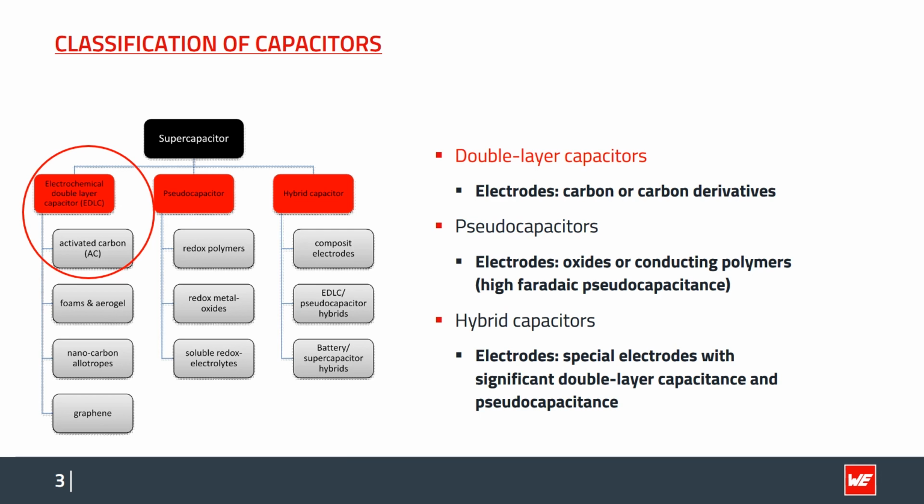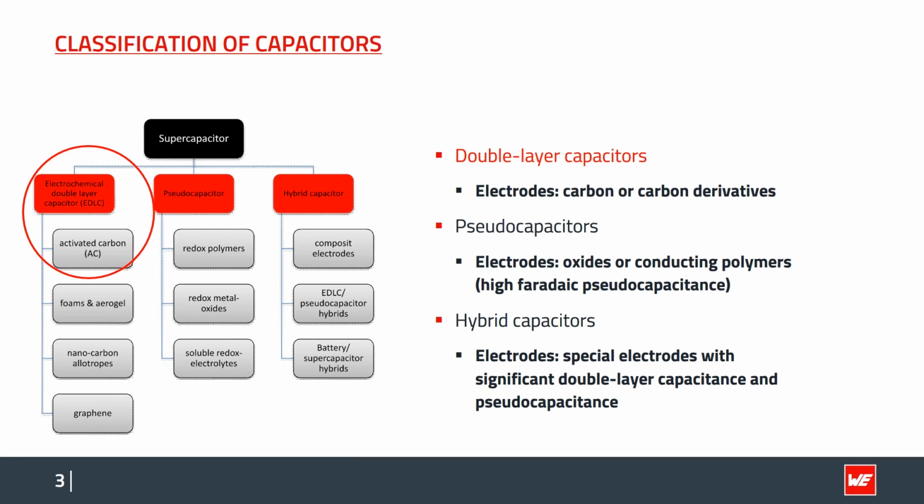The term supercapacitor is a rather general term. It comprises several technologies. There are the electric double layer capacitors, the EDLC. Their electrodes are usually made of activated carbon or carbon. There are the pseudocapacitors. Their electrodes are made of oxides or conducting polymers which have a high Faraday pseudocapacitance. And there are the so-called hybrid capacitors. Their electrodes use a significant double layer capacitance as well as a pseudocapacitance.